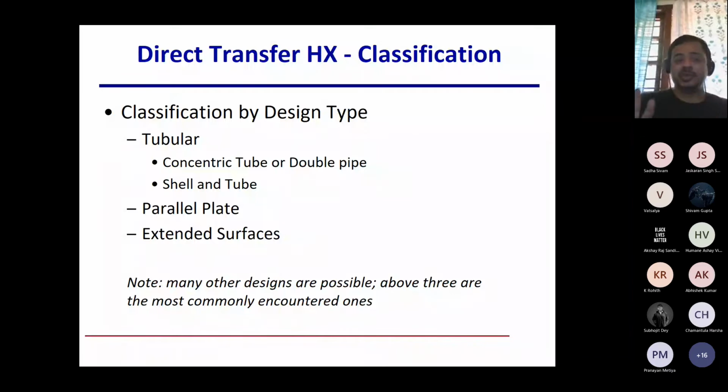Now we will come to the actual crux of this course. And the others are also important, by the way. But now we are going a little deeper. Direct transfer heat exchanger. Here, there are many types of designs possible. I have listed some of them. And if nothing else, at least you should know these names.